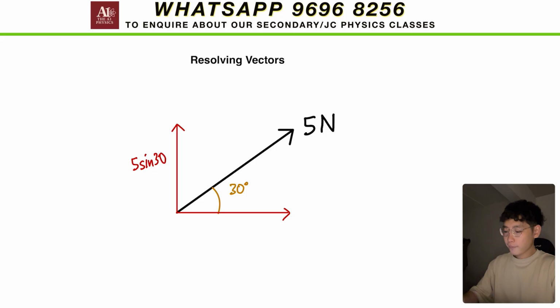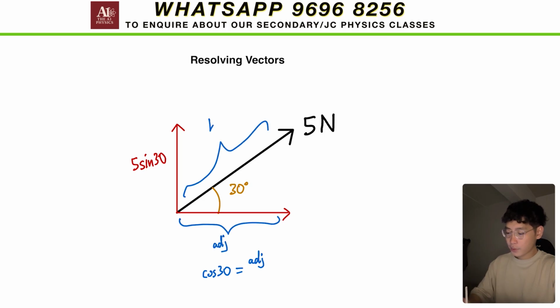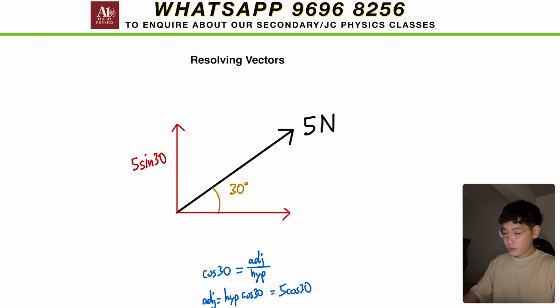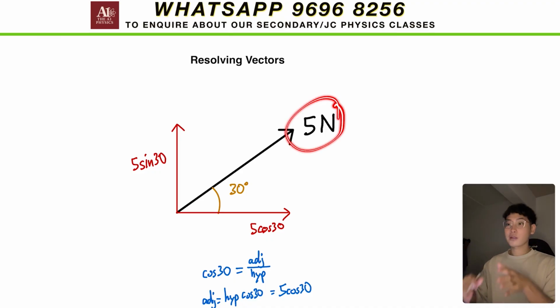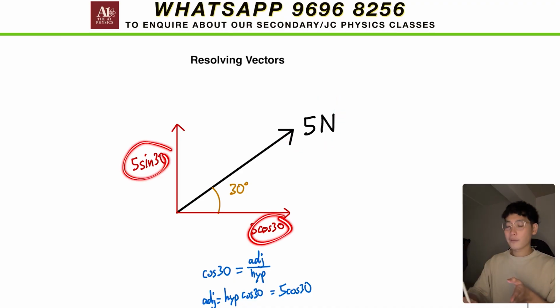Now we can do the same thing for the horizontal component. Cosine 30 equals adjacent over hypotenuse, and this one is our adjacent. So adjacent equals hypotenuse times cos 30, which is 5 times cos 30. So this horizontal component is 5 cos 30. That's how we break down this 5 newtons force into its horizontal and vertical components.